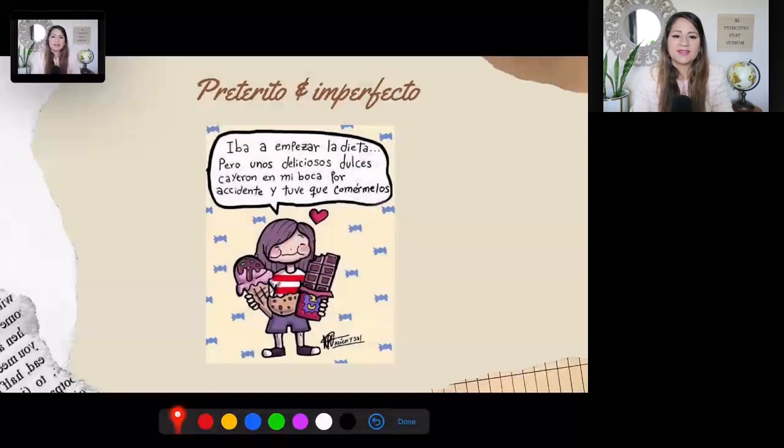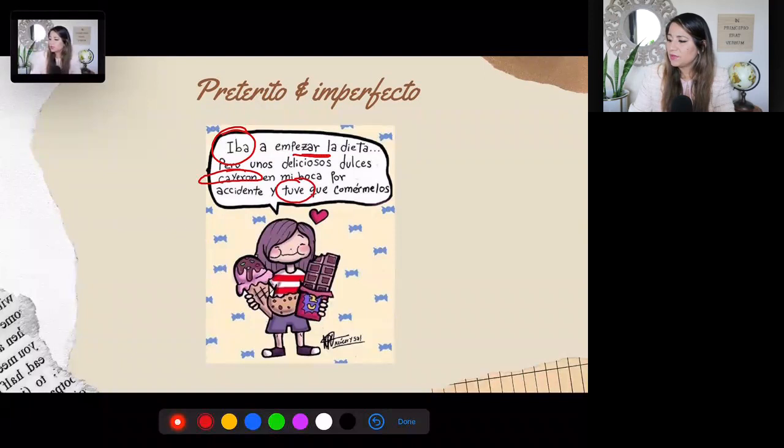Last picture, iba, from the verb ir, to go. So iba means not I went, because that would be fui, but I was going, because it was in progress. That's imperfect. So I was going to start the diet. Iba a empezar la dieta, pero unos deliciosos dulces cayeron en mi boca por accidente y tuve que comérmelos.